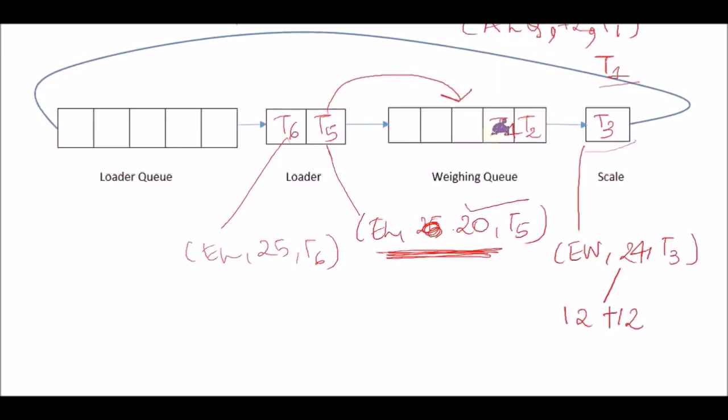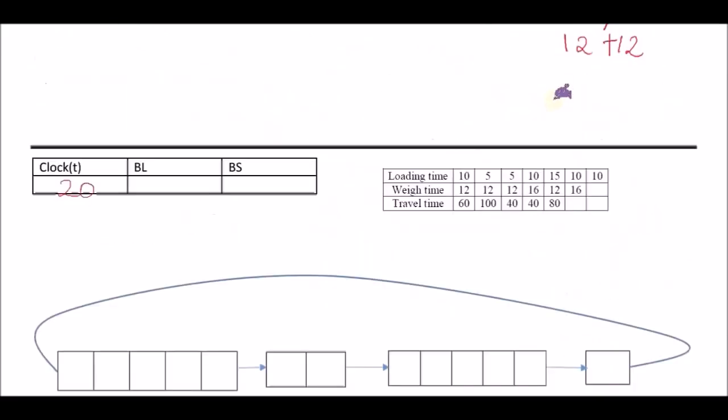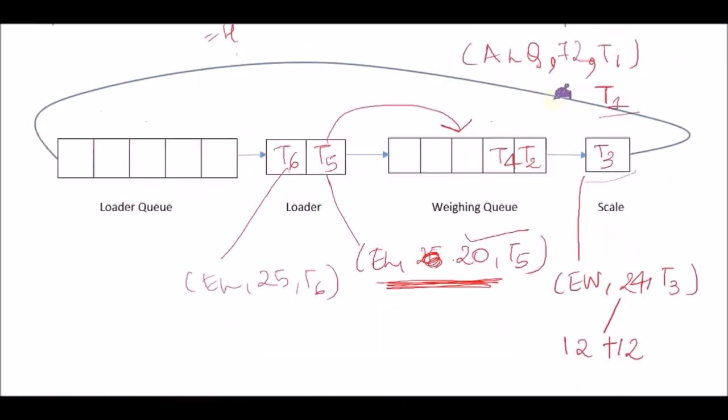Now this is not going to change. This is not going to change. But this particular truck is going to arrive at the loader queue at time instance 72, and we are still at 20. So what's going to happen? One of the loaders is going to be empty. Since there's nothing in the loader queue, nothing is going to take its place, and there's still a long time for this truck to arrive at the loader queue.